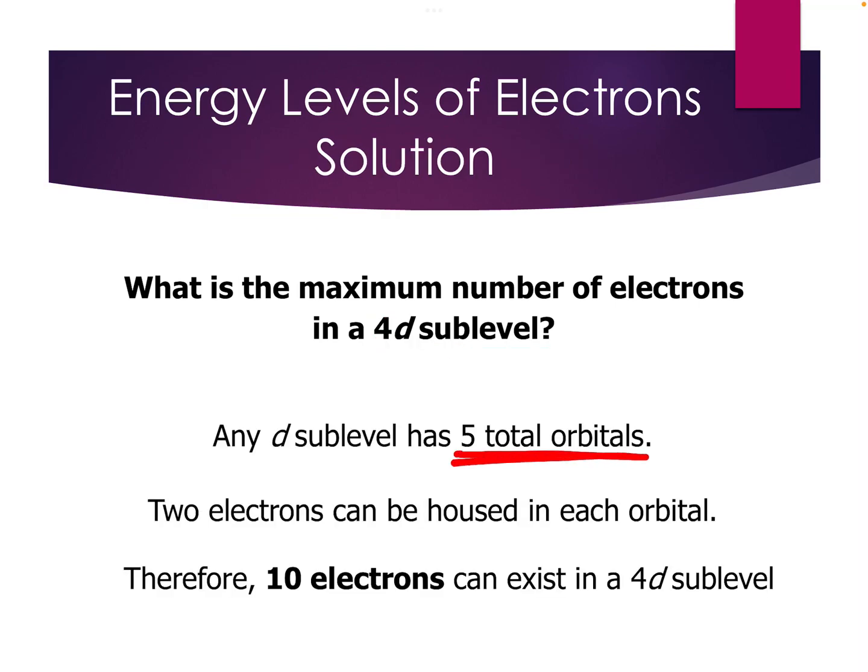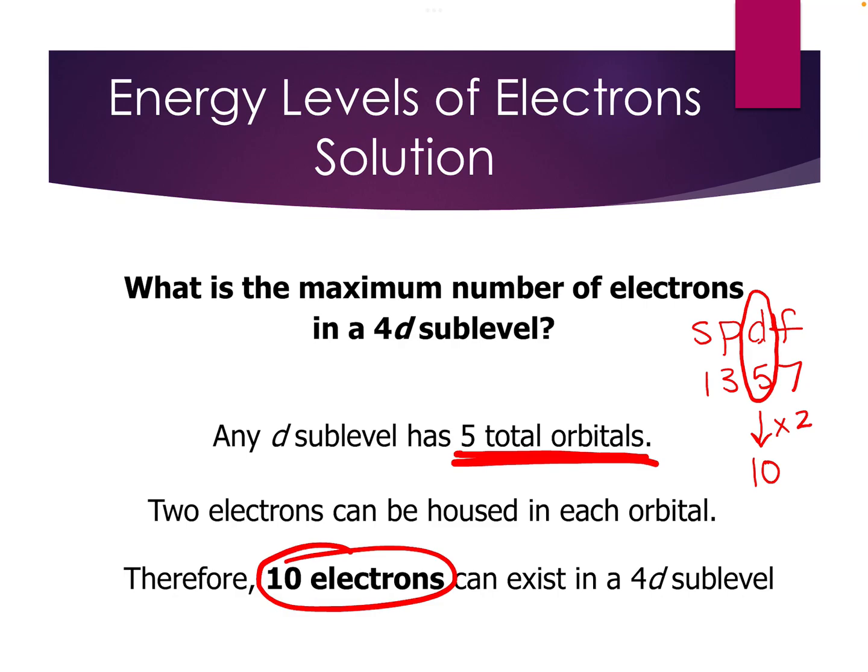Since it's a d sublevel, it has 5 orbitals, right? Remember, S, P, D, F, 1, 3, 5, 7. So D has 5 orbitals. Remember, to figure out the number of electrons, we're going to take this and multiply it by 2, because each orbital can hold 2 electrons. So since we have 2 electrons in each orbital, 10 electrons can exist in this 4D sublevel.